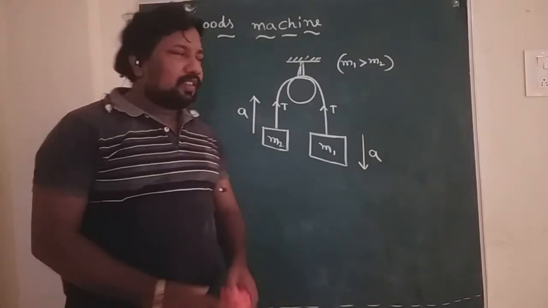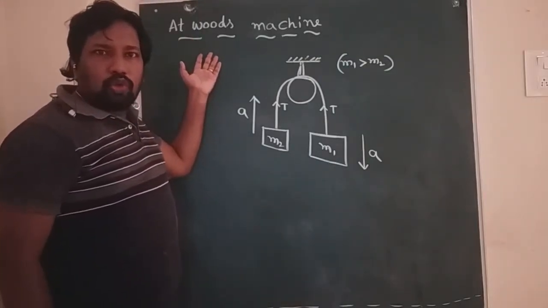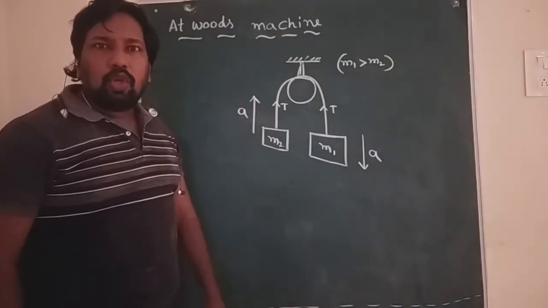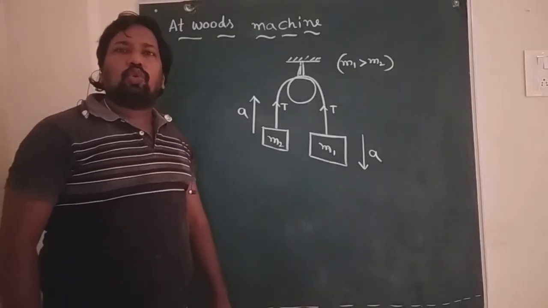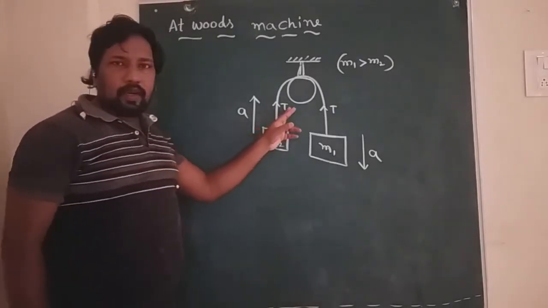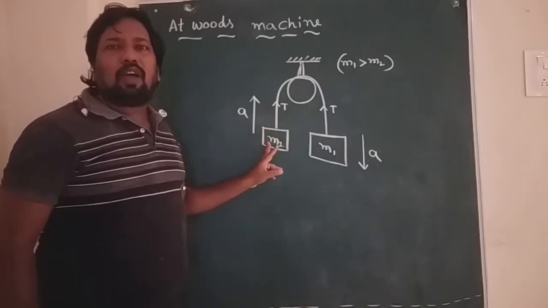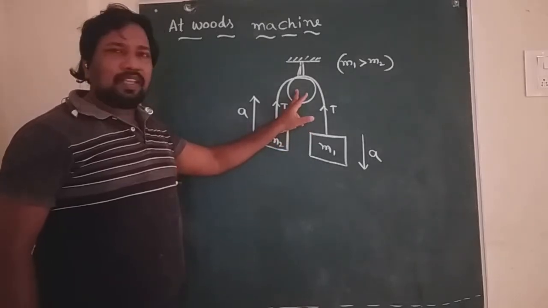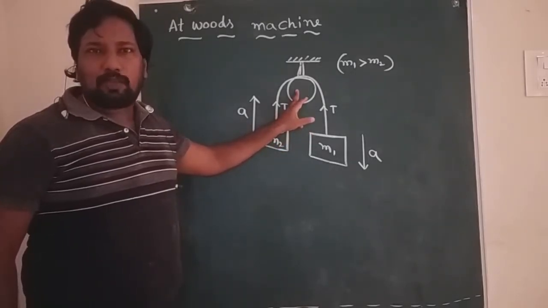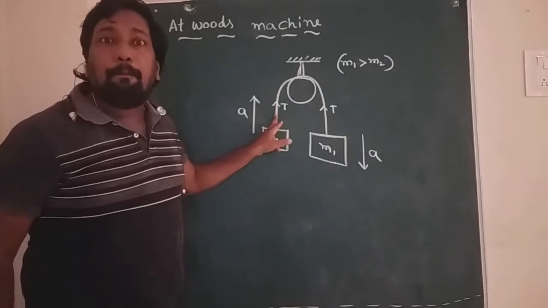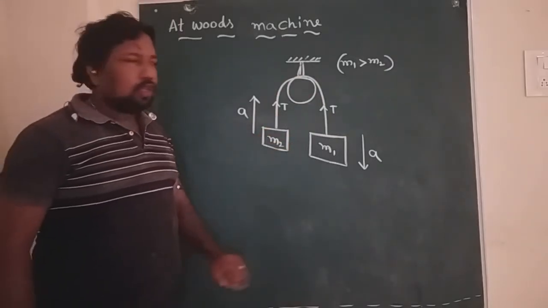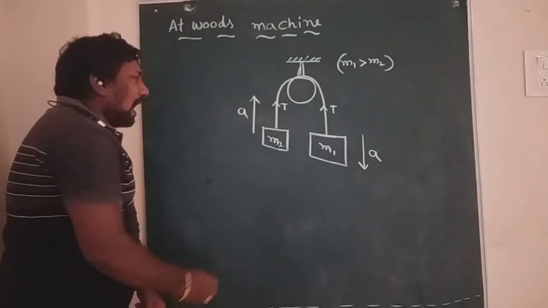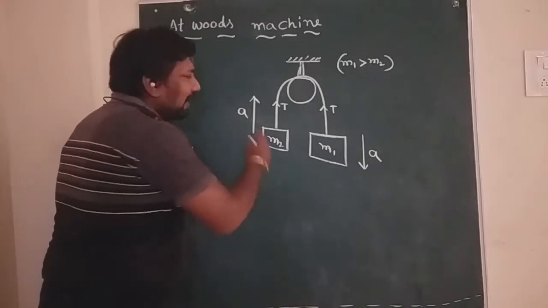Good morning everyone. Today we discuss about Atwood machine. So Atwood machine is one of the arrangements to determine the acceleration due to gravity at this place. So here in this situation, two blocks of masses M1 and M2 are connected by a string passing over a smooth frictionless pulley. This string is massless and inextensible. So this arrangement is called as Atwood machine. Now we can find out acceleration of this system and tension in this string.